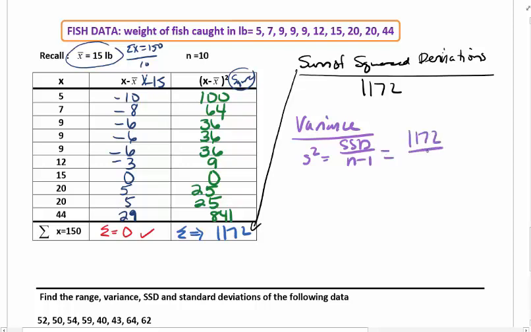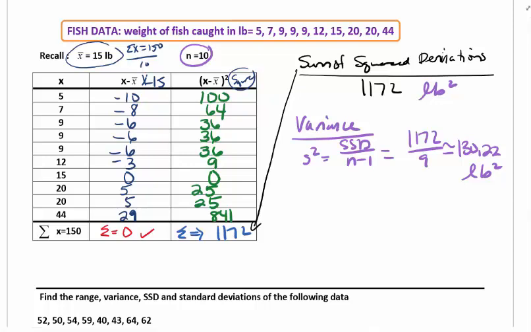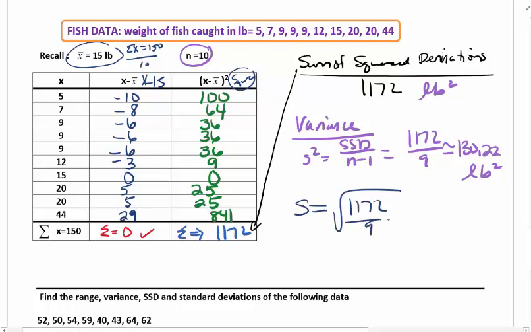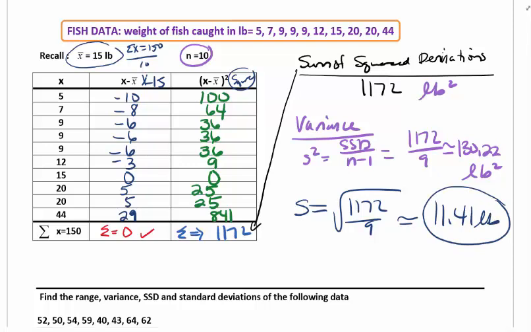So 1172 divided by 9. Be careful. If you put that in your calculator, you should get 130.22, and that's pounds squared. This should have been pounds squared up here as well. And my last step is to take the square root of that. So to get my standard deviation, I take the square root of the 1172 over 9, which gives me 11.41 pounds. This one is single units.